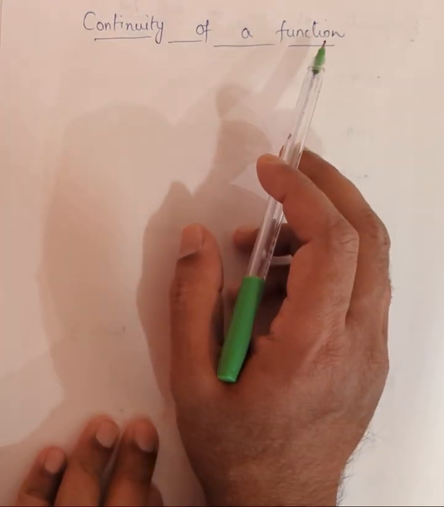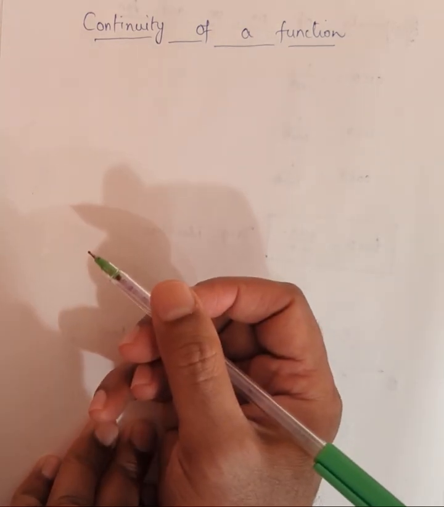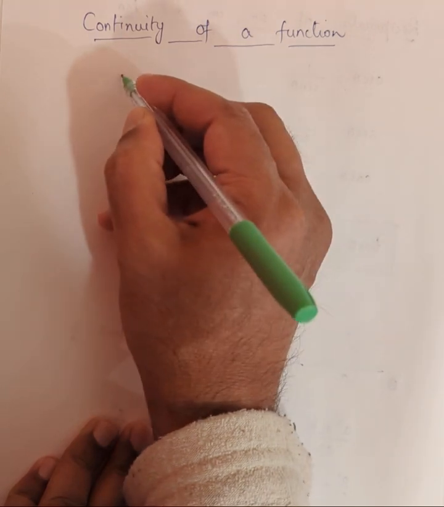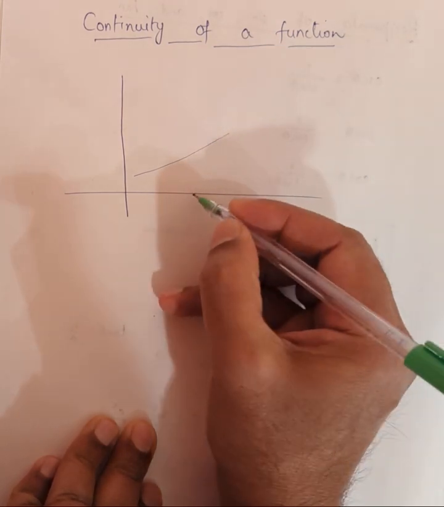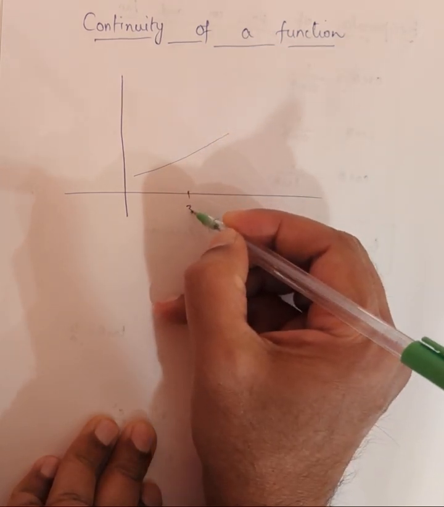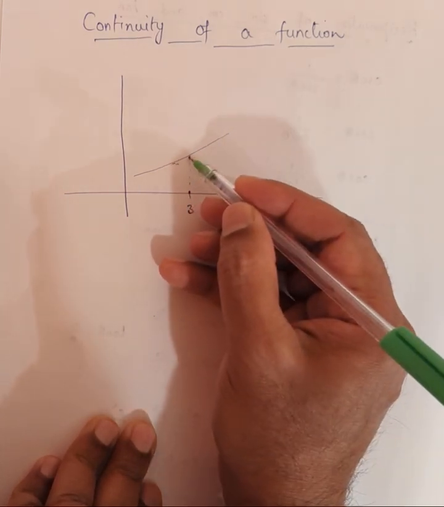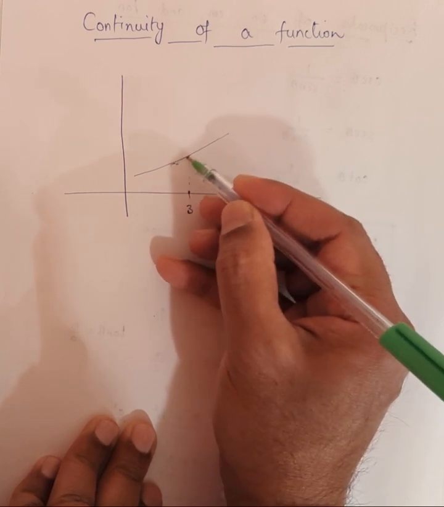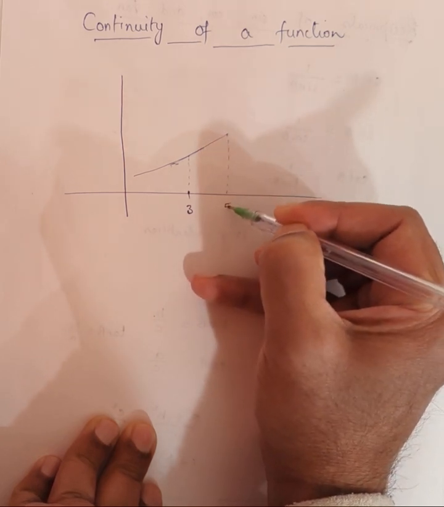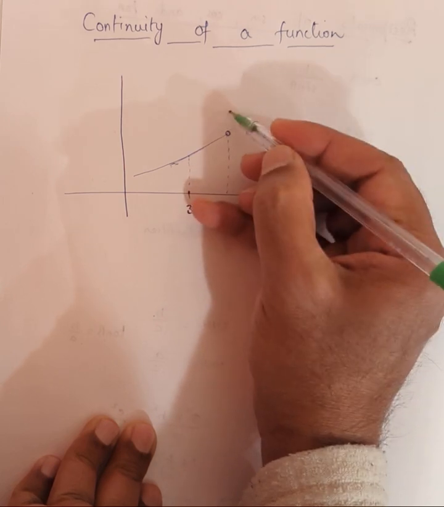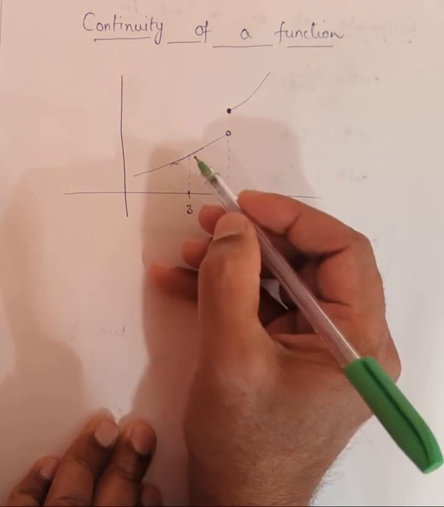Continuity of a function. When we talk about continuity of a function, we mean a specific point in the domain of the function. So say I have a graph of a function, and let's say this is some number 3, and when I say that at 3 this function is continuous, and let's say this is 5, and here the graph maybe jumps and goes like that.